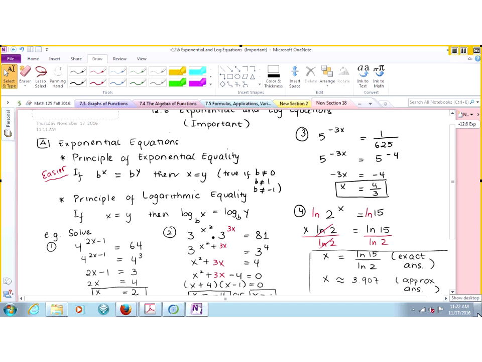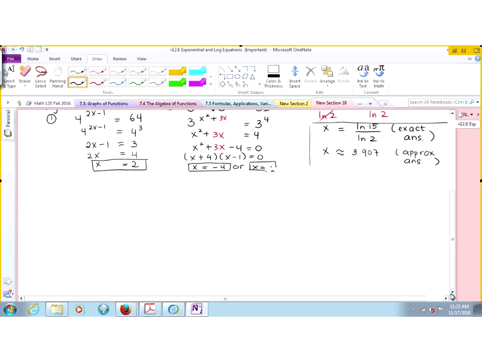All right. So far so good? So you know when to use the principle of exponential equality and when to use the log equality? If you can write both sides using the same base, then use the principle of exponential equality. If you can't, then you have to use the log.